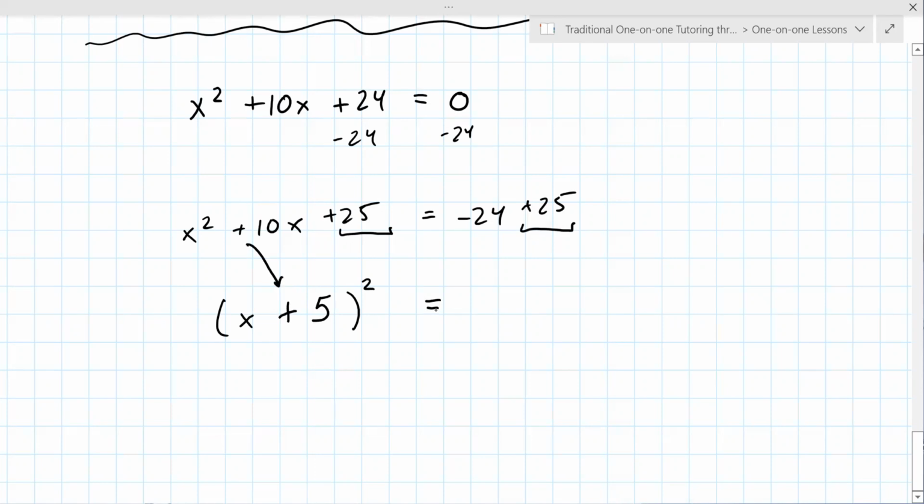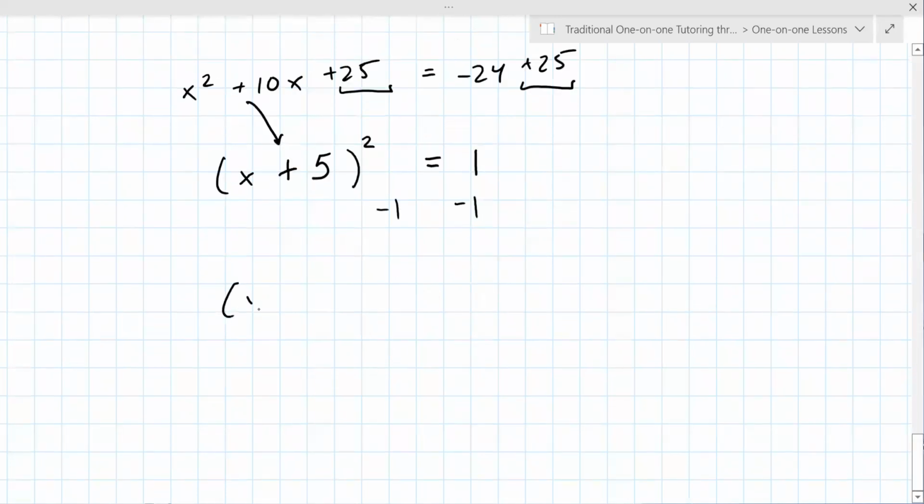On the right, what does this equal? Minus 24 plus 25. 1. Okay, and then we move this back by subtracting 1 from both sides. So your final answer is x plus 5 squared minus 1.